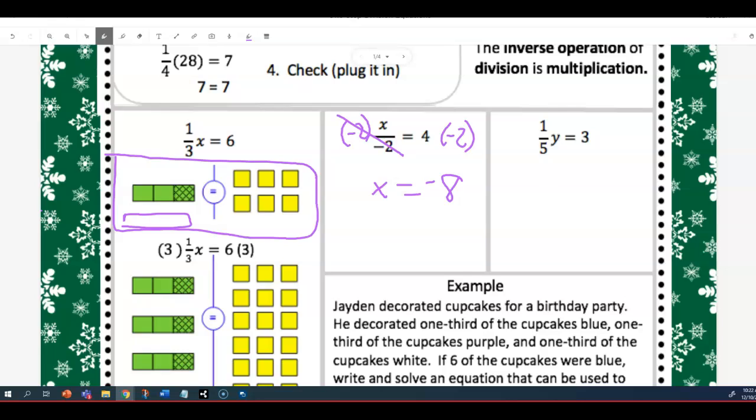Then if I wanted to go back and check my work and plug it in, I would rewrite my equation with the -8 in place of the x: -8 over -2 is equal to 4. Let's see if that is a true statement. Is -8 divided by -2 positive 4? Yeah, 8 divided by 2 is 4. Two negatives make a positive. 4 is equal to 4. My sides are balanced.